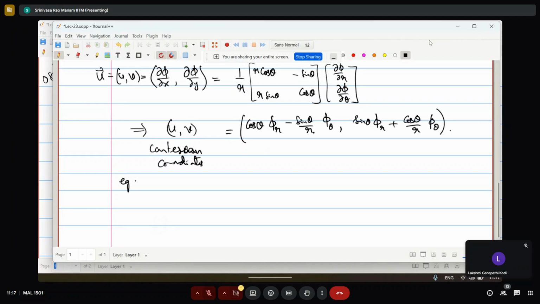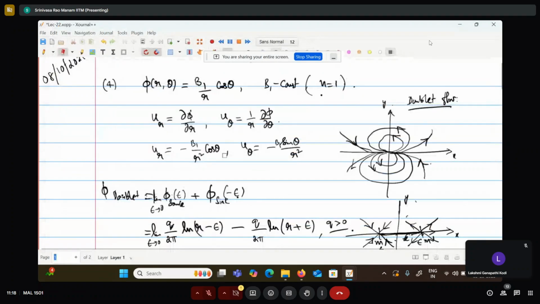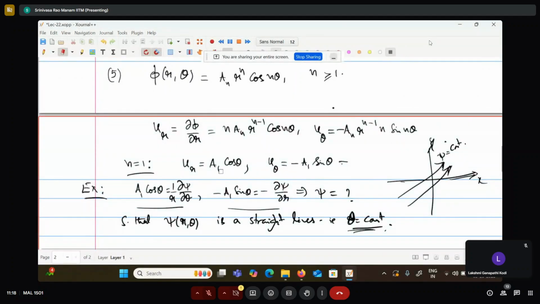What exactly was the example? Let me write it. So if you have a φ, what is the φ that you have? φ of r, θ equal to, give me the flow that we have taken, n equal to 1. Generally it is A r to the power n cos nθ. No, put n equal to 1. You don't have that file, right? So let me open it here. I will show you. What was that flow? See, first we did this. After this, somewhere, yes, this place, n equal to 1, a1 cos θ minus a.